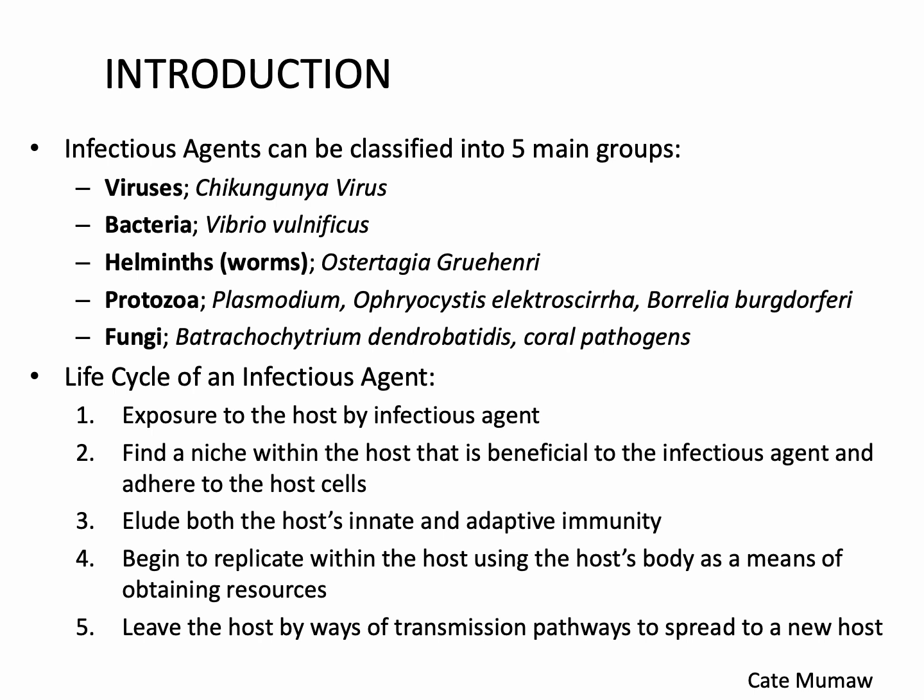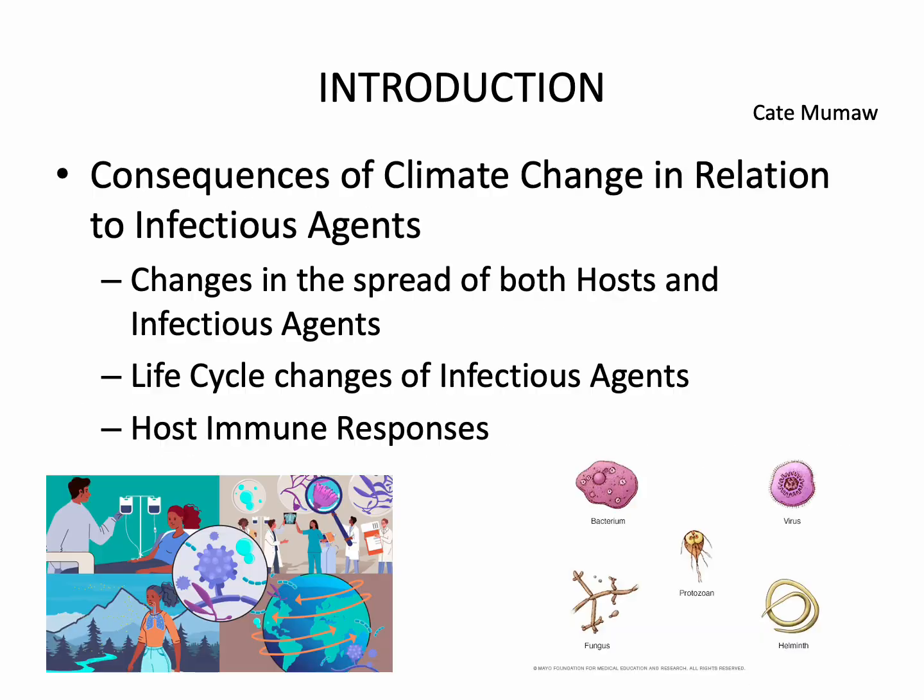The life cycle of an infectious agent is broken down into the following 5 steps. Step 1. Exposure to the host by infectious agent. Step 2. Find a niche within the host that is beneficial to the infectious agent and adhere to the host cells. Step 3. Elude both the host's innate and adaptive immunity. Step 4. Begin to replicate within the host using the host body as a means of obtaining resources. Step 5. Leave the host by ways of transmission pathways to spread to a new host.